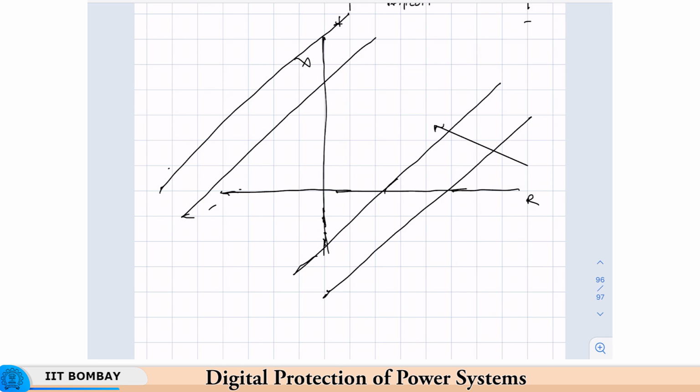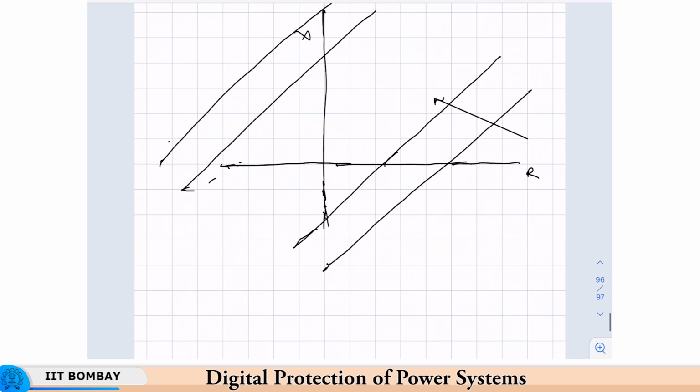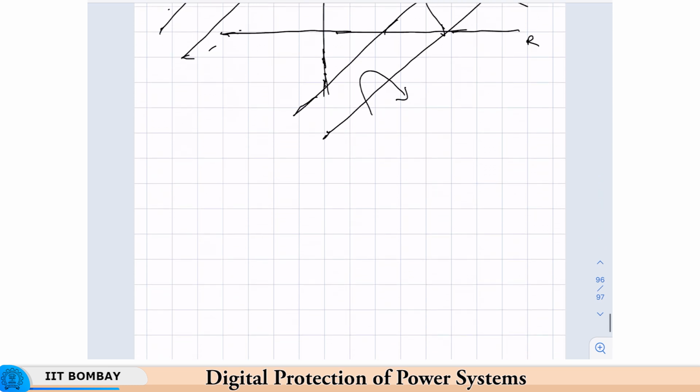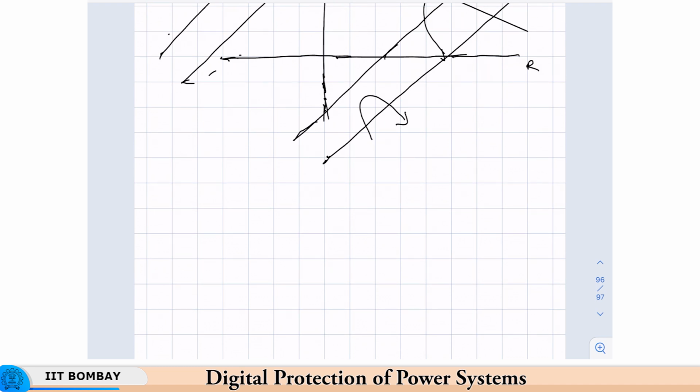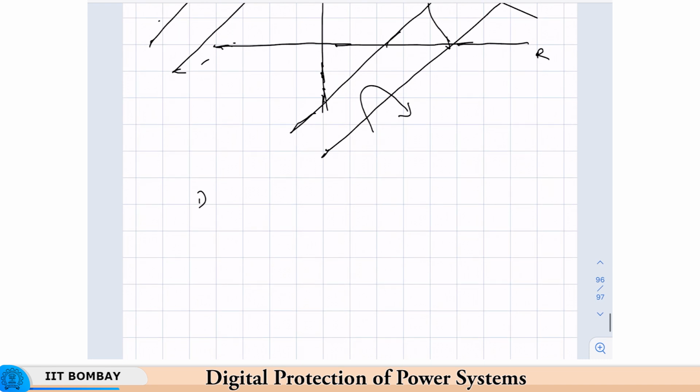It may so happen you have, say, zone 3 here. If it is a stable swing, it could of course return from zone 3, or it could cross one blinder and return back, in which case there is no issue at all. But what if it crosses both the blinders? There are two possibilities here. One is that it is a fault, and second that it is a swing.